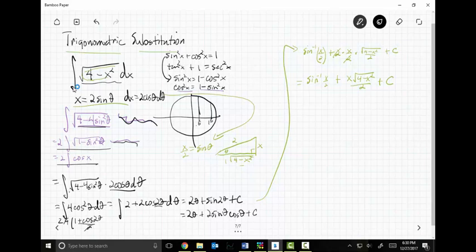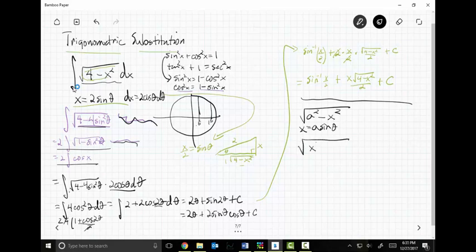Now, the reason that I knew to do this is because this integrand was of the form the square root of a squared minus x squared. When you have this form, what you want to do is let x equal a sine of theta, because all this beautifulness comes popping out. Now, there are 2 other forms that we have to respect.